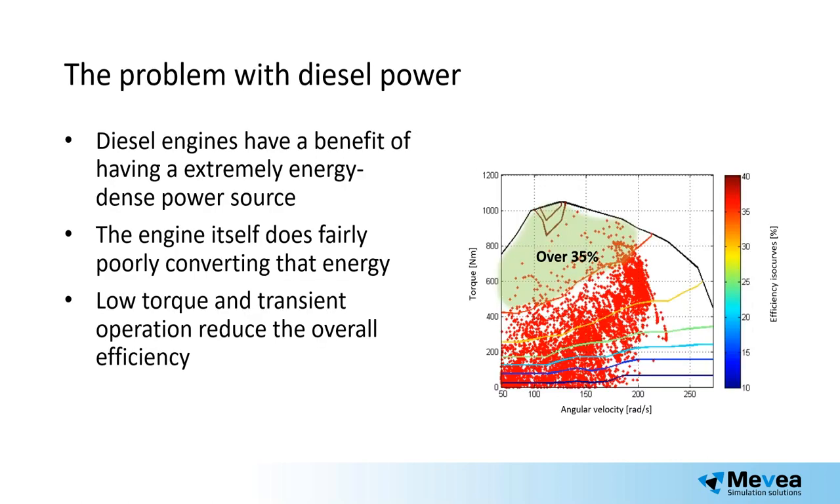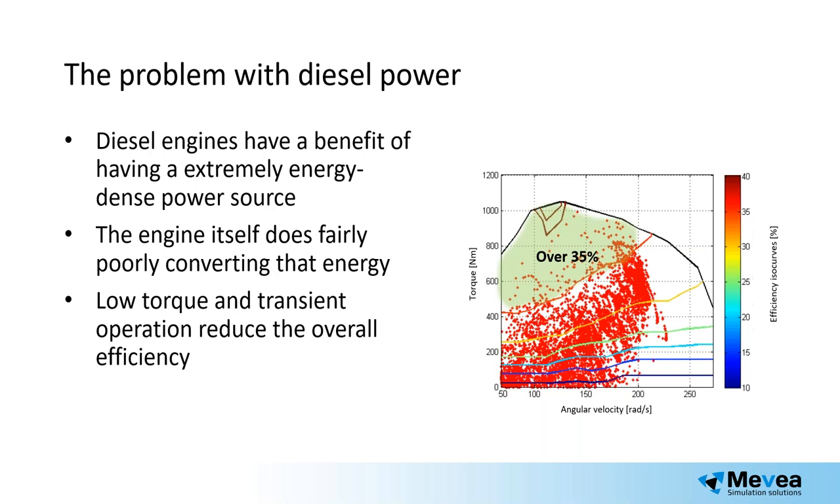On the latest point, this slide explains a bit more what the problem is with the current diesel engine driven drivelines. The diesel engines have the benefit of having an awesome power source in the diesel oil. It's extremely energy dense. We are talking about, from the top of my head, something like 40 megajoules per kilogram of energy.